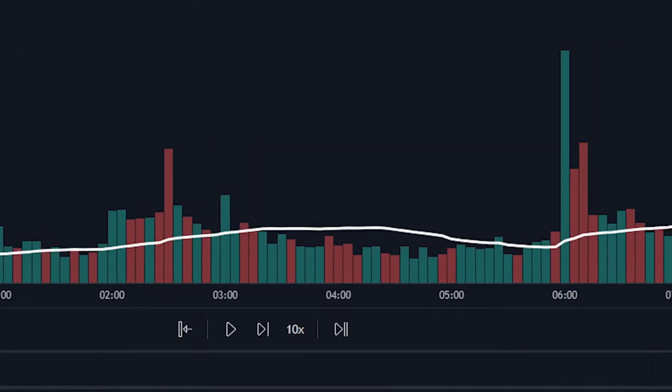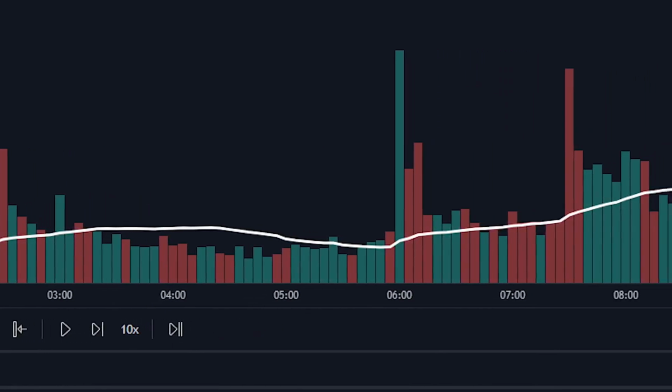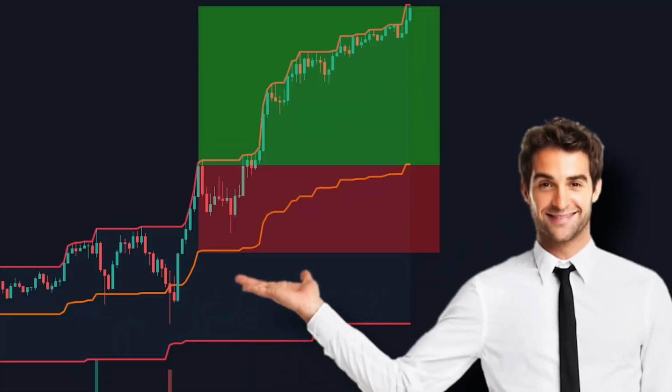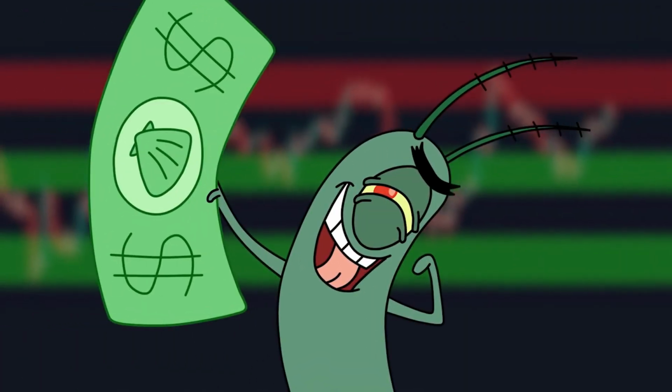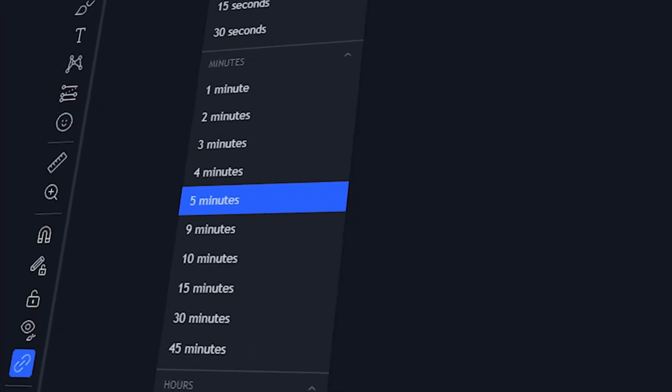This volume indicator will help us identify when the market actually has momentum behind it and not just a small move. The strategy itself is pretty simple, and I'm going to teach you just how to do it. Then at the end, I'll give you a secret trick to make it perform even better. First, again, make sure you're on the 5-minute time frame. For a long trade, you want to do this.